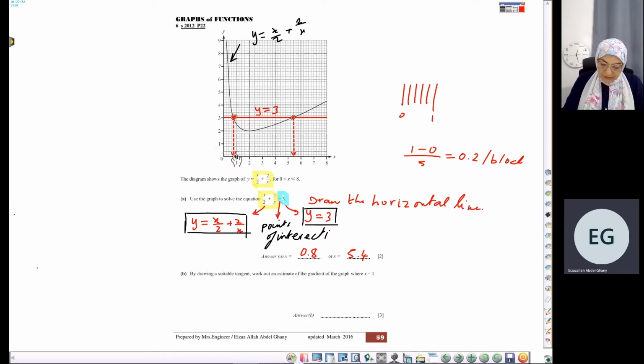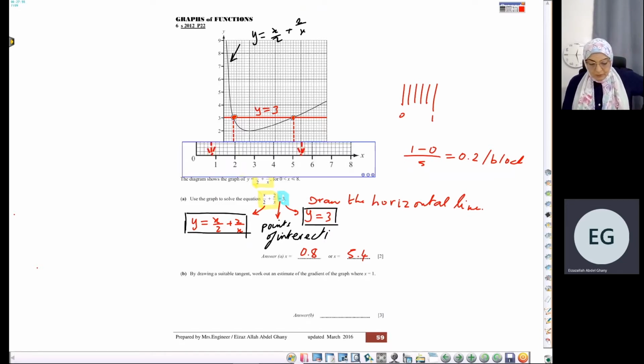Again, how to read this scale? Just 1 block before the 1, so it is 0.8, subtract 0.2. And here 2 blocks after the 5, so you add 5 plus 0.2 plus 0.2, so as we said before, it is 5.4.